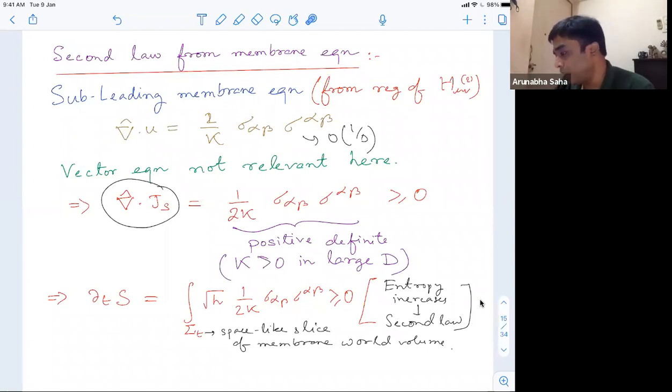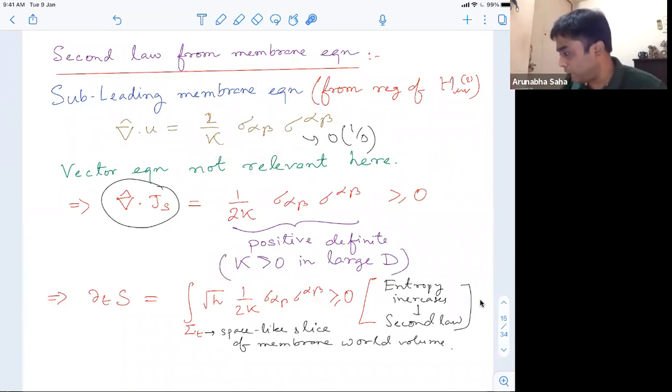Now the second law of membrane, how the second law comes from the membrane equation. So I told you that there is a vector equation, there is a scalar equation, and to answer this question, I need to only consider the scalar membrane equation. And since I told you already that the leading order entropy current is proportional to the velocity field, this subleading order scalar membrane equation shows that divergence of U is non-trivial.